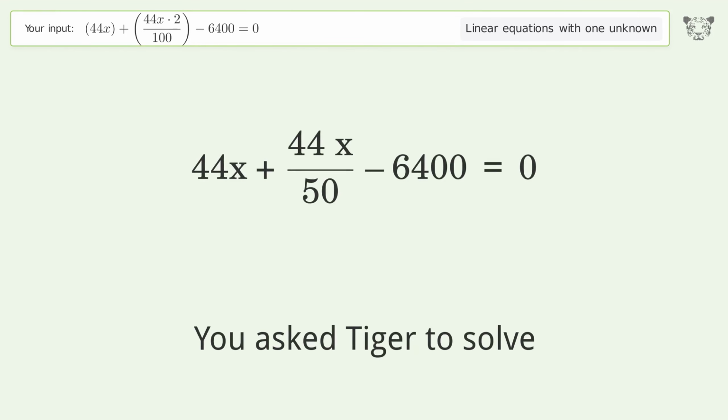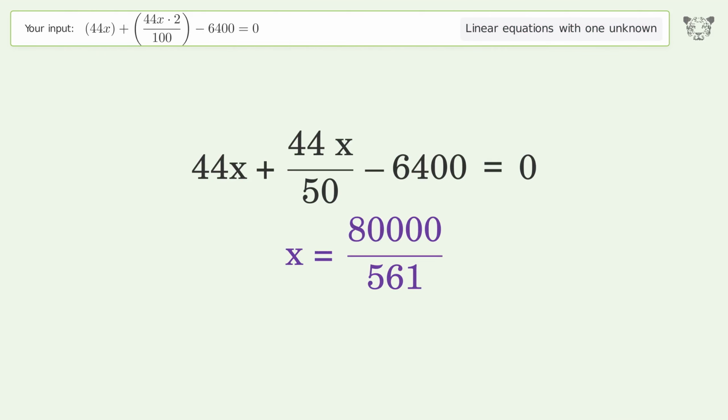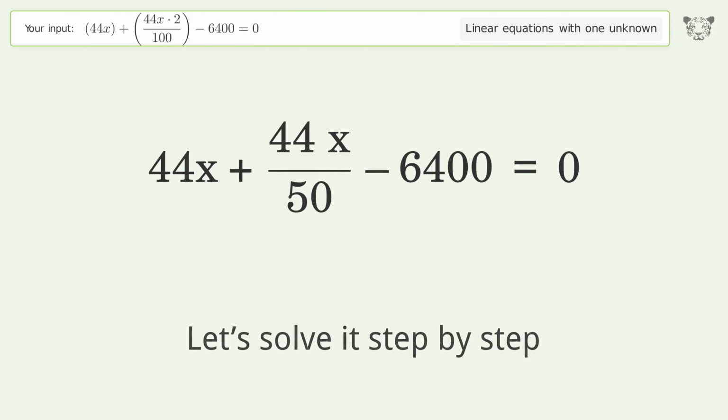You ask Tiger to solve. This deals with linear equations with one unknown. The final result is x equals 80000 over 561. Let's solve it step by step.